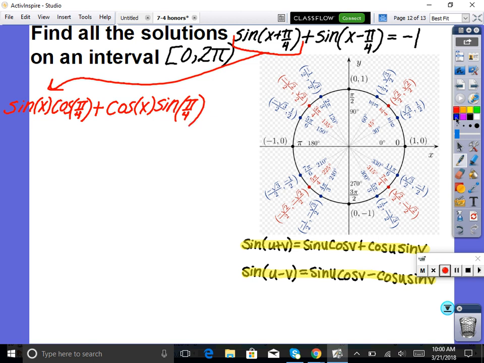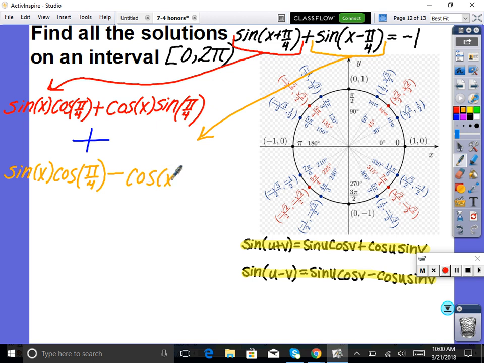Now, look, we have plus, so I'm going to put a plus sign right here. Plus, changing colors again. We can now split apart that piece. Let's do that right here below. So we would have sine of x, cosine of pi fourths. And then when it's minus, with sine it's minus. So minus cosine of x, sine of pi fourths. And then all of that is equal to negative 1.